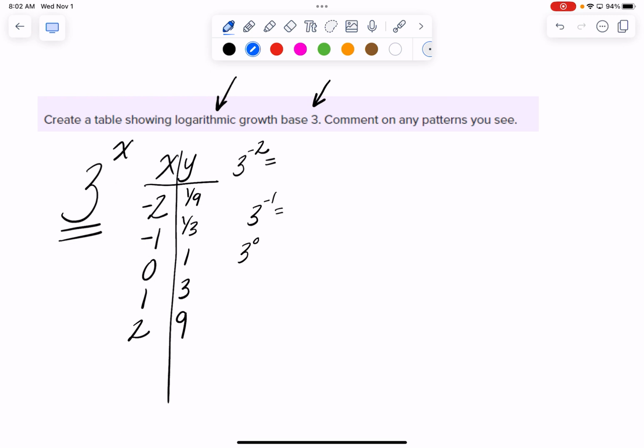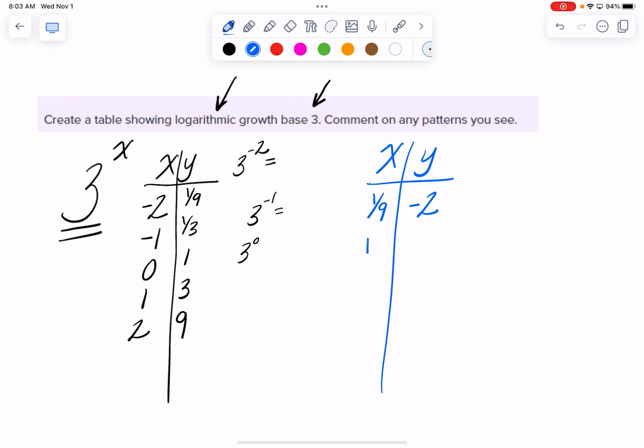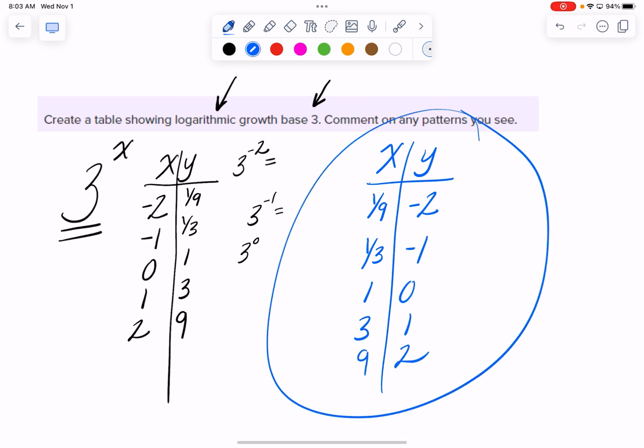So don't we just switch? It's saying, what are the inverses? What's the inverse of this? So you'd say, well, I just switch my x, y points. Seems like they're really interested in inverses this year. Yes, they are. 1/9, -2; 1/3, -1; 1, 0; 3, 1; 9, 2. These are your logarithm points, and that's what it wanted. This is logarithmic growth of base 3. It's just flipped on its side. Isn't it an exponential flipped on its side?